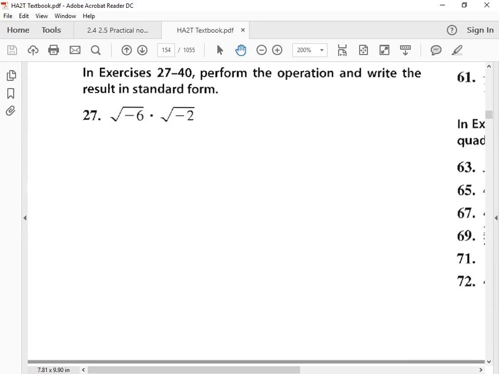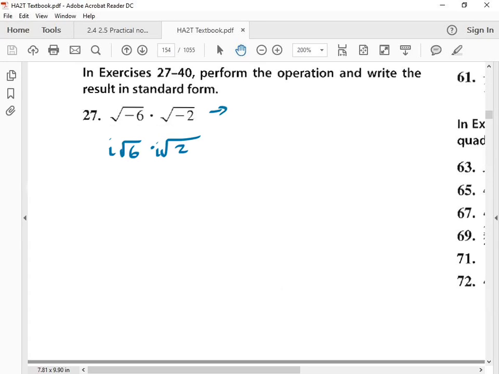So what we gotta do first is make sure that there's no negatives in there. Watch what happens. Don't multiply it yet. So we have i rad 6 times i rad 2. There's no more negatives inside the radicals because we're now multiplying the radical by an i.